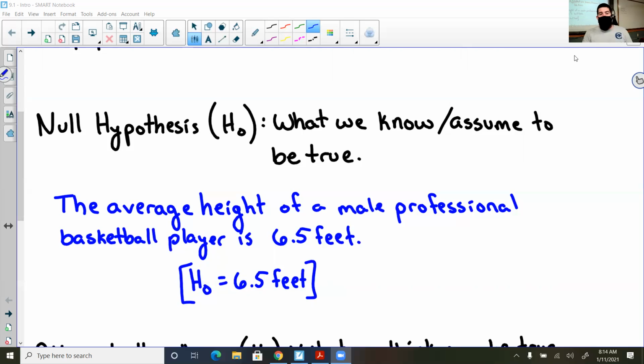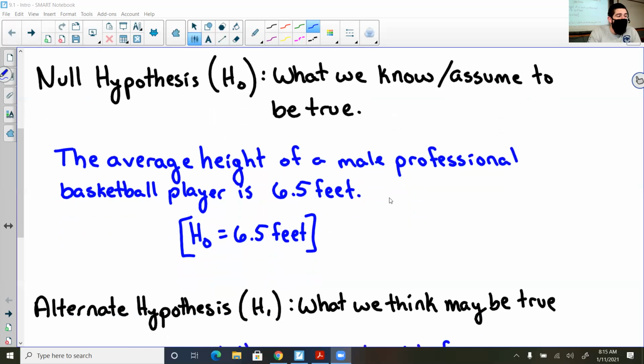An example would be the average height of a male professional basketball player is 6.5 feet. So therefore, I can say that my H sub 0, which in science and in math is the null, so it'd be H null, is 6.5 feet because that is what's known or thought to be true. They went ahead and published all the heights of male professional basketball players. They found the average and they said it was 6.5 feet. There's no debating that. That is a fact according to previous studies.